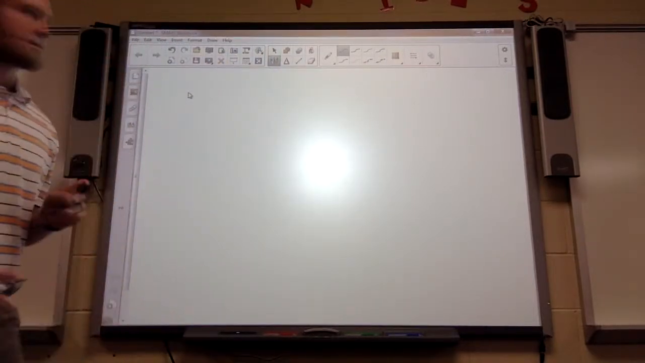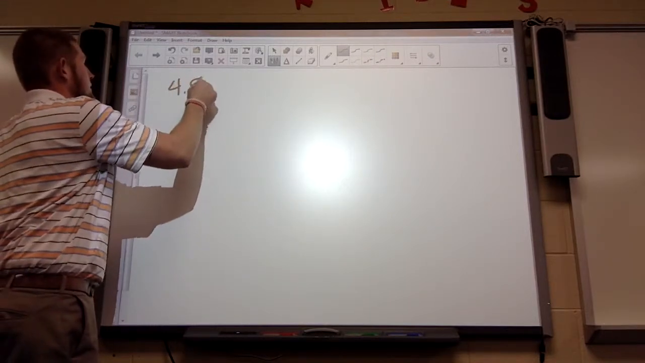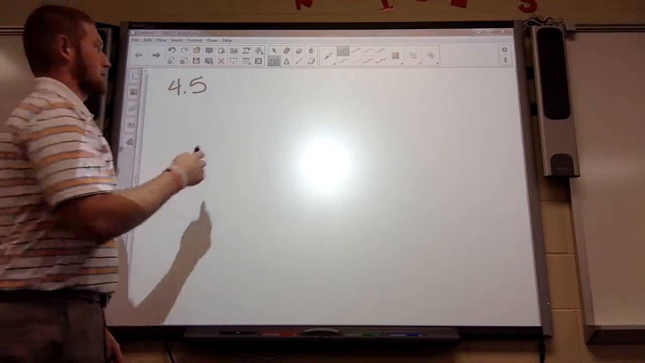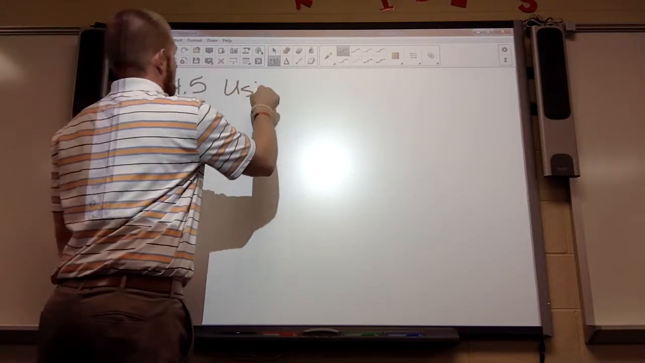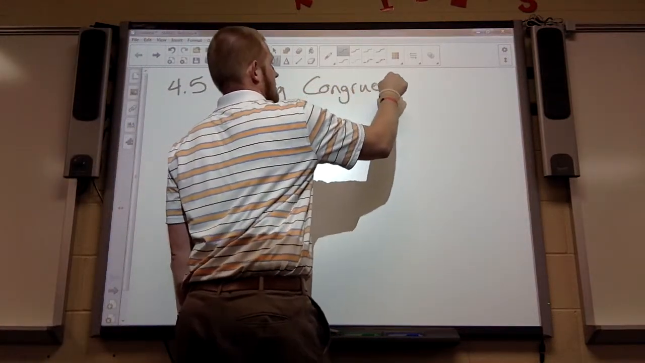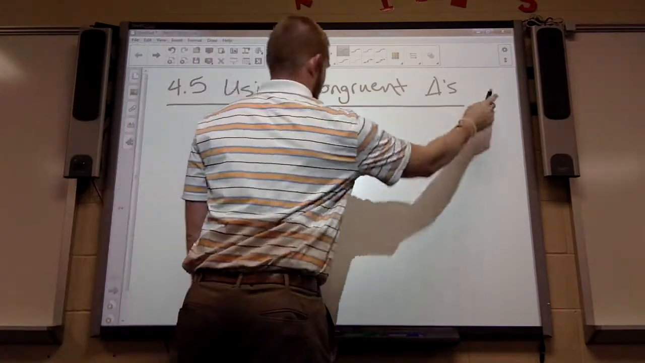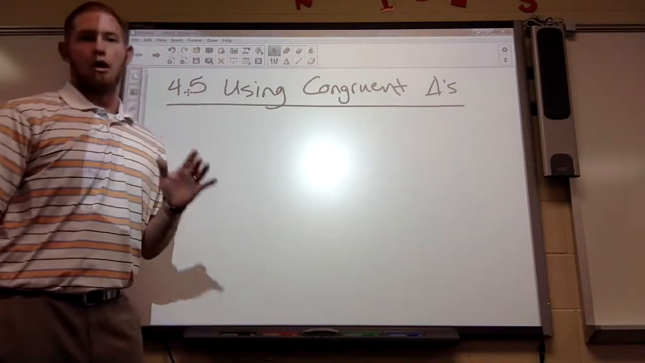Okay, today's lesson is over section 4.5. We're using congruent triangles in this lesson. Now, today we are doing all proofs.